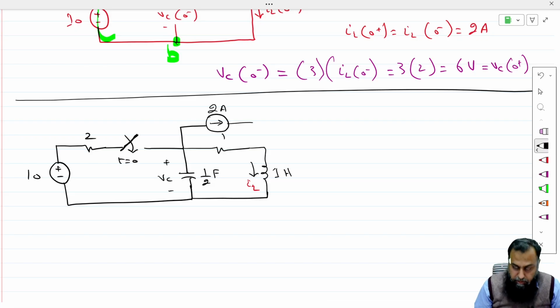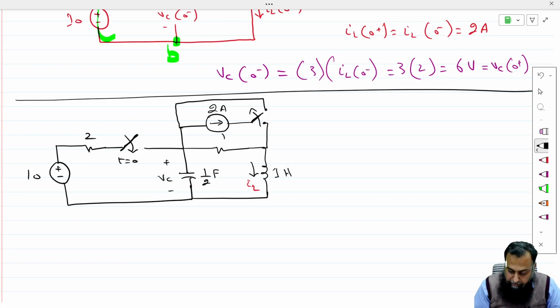However, because it's a current source, we cannot connect a single pole, single throw switch with this current source. Rather, a single pole double throw switch will be used. Once the switch moves from this position to this position, it will create a shorted path across the 2 ampere source after time t equal to 0.